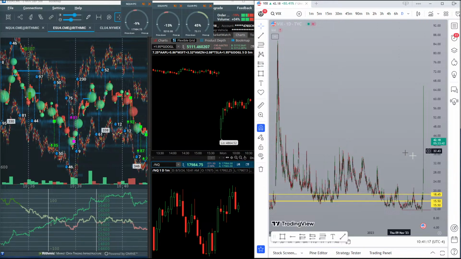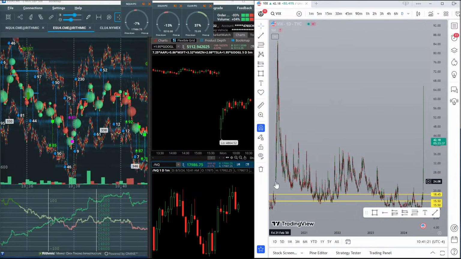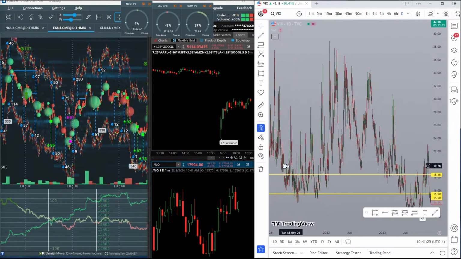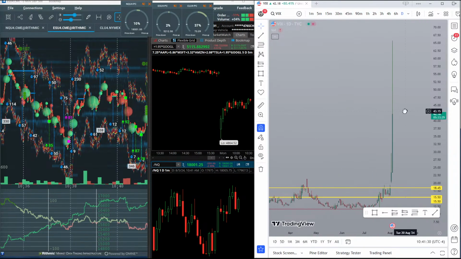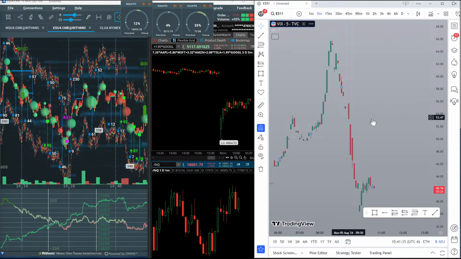Look at that. The last time the VIX did something crazy like this was in 2020, guys, and that was a strong bear market. So that's something to be aware of. You saw it here first, folks. The VIX going crazy. Absolutely crazy.